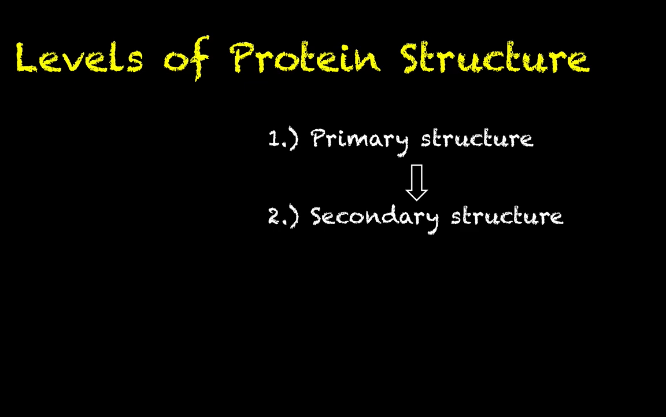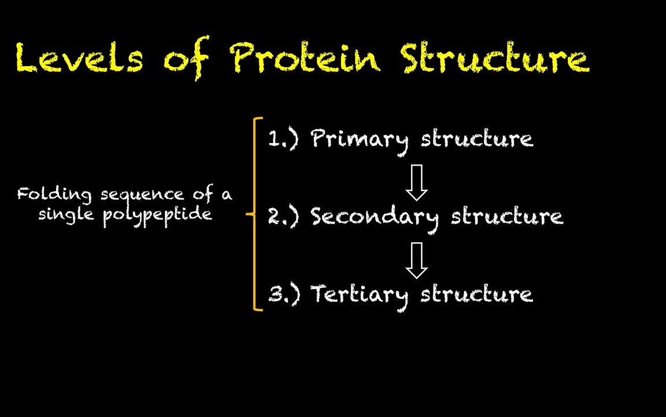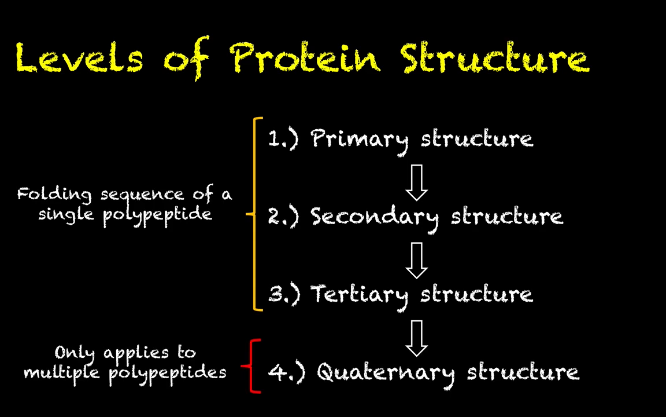The protein will then fold into localized secondary structures. Finally, far-away portions of the protein will come together to form what is called a tertiary structure, and these three structures together make up the folding sequence of a single polypeptide, just one single contiguous stretch of amino acids. There is a fourth level of protein folding called quaternary structure, but this only applies to multiple polypeptides that assemble together and form a multi-polypeptide, multi-subunit protein.